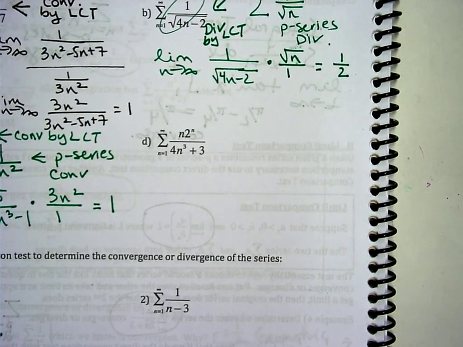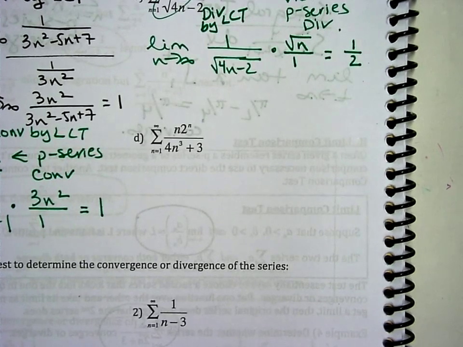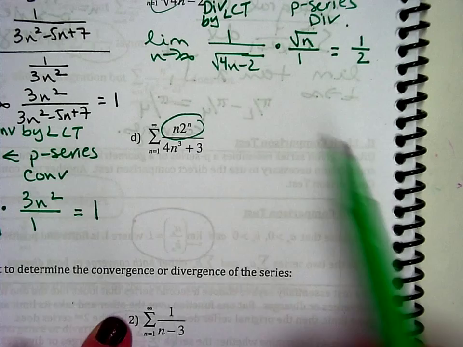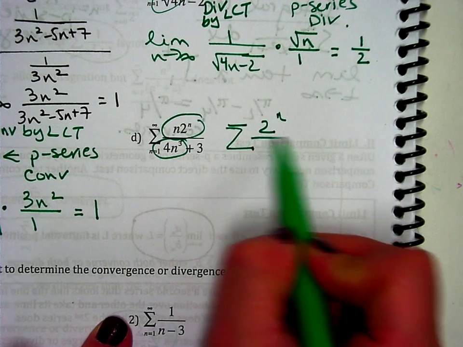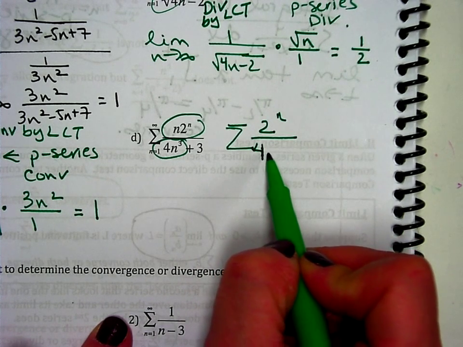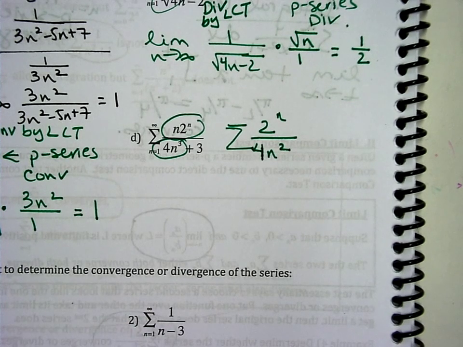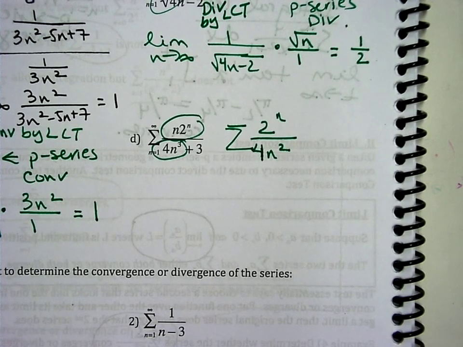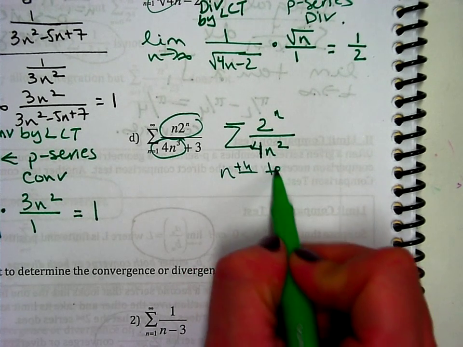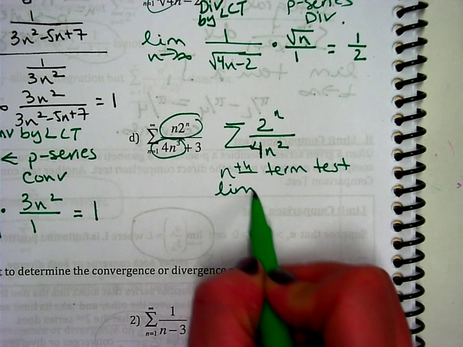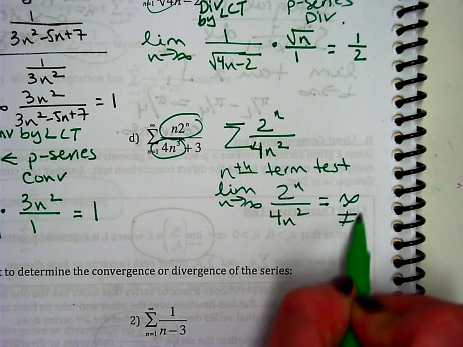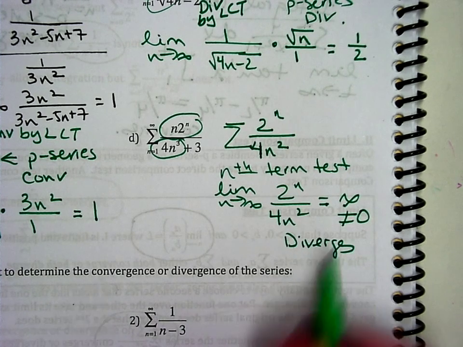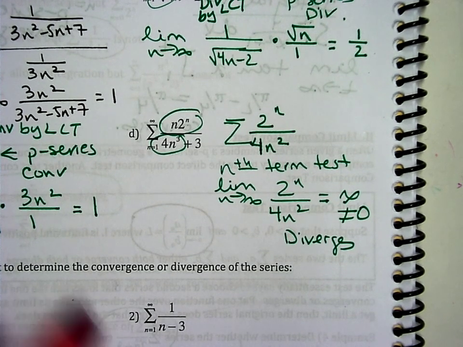Okay, this last one down here, letter D. Again, you have to take everything on the top, because there's only one term, and then the highest power on the bottom. And if I simplify this, this really simplifies to 2 to the n over 4n squared. So this is what you have to compare it to. So now this is not a p-series or a geometric, but I can do the nth term test on this pretty quickly, because I notice when I take the limit of this, I have an exponential on the top, so this limit is infinity, which is not 0, so I can say for sure this diverges by the nth term test.